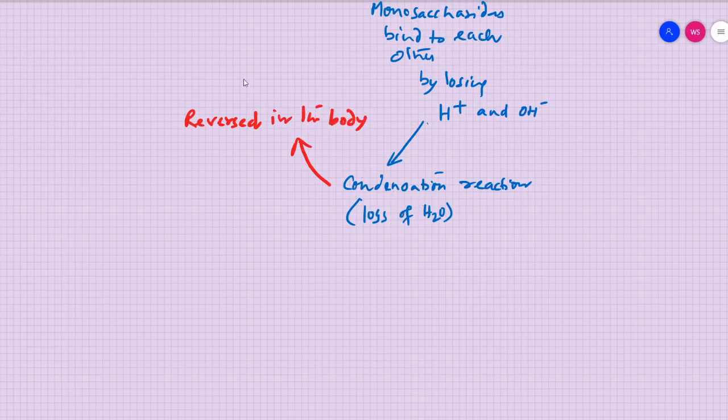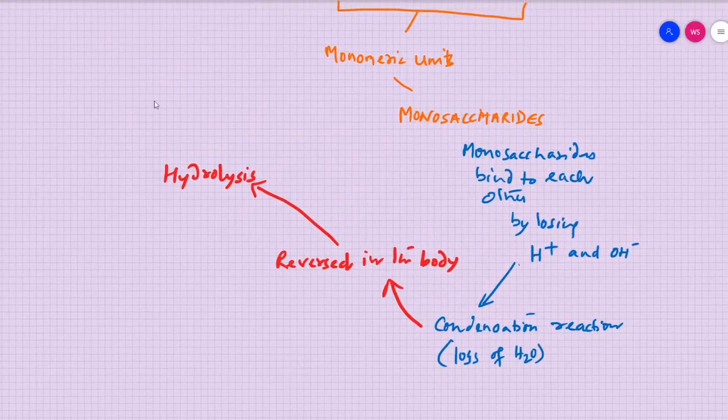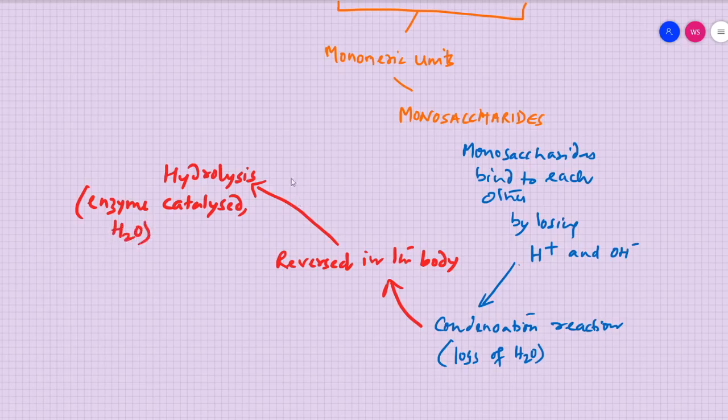So addition of water is called hydrolysis. Because it's happening in the body, you need water as well as enzymes. So it's an enzyme catalyzed hydrolysis. So what type of hydrolysis? Enzyme catalyzed, and you need water obviously, and that happens in the body.